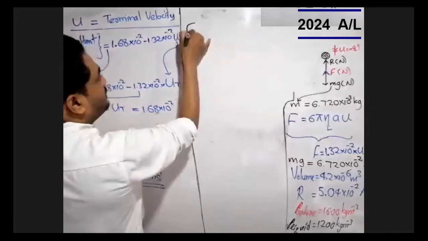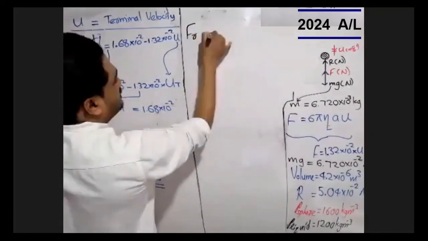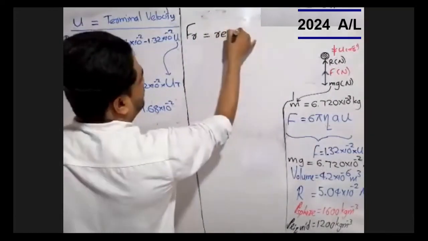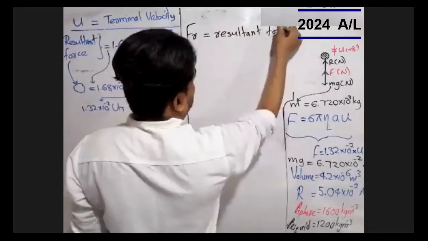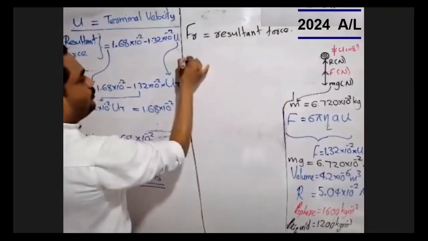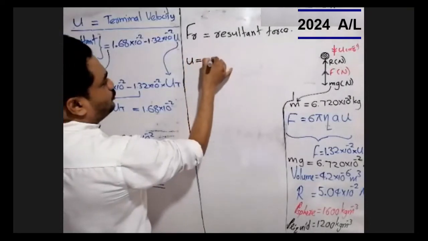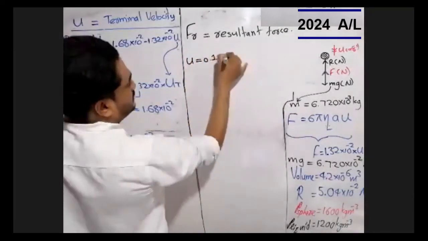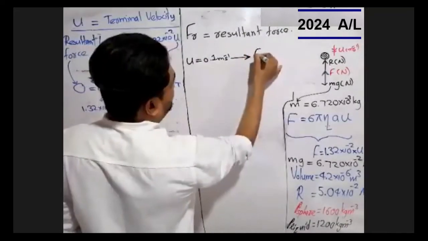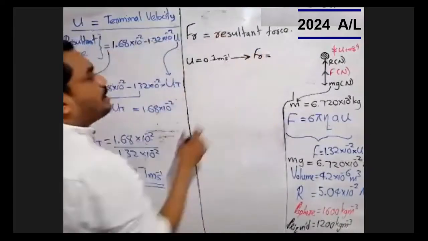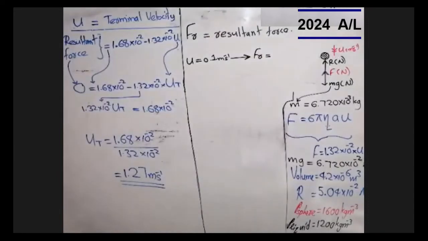Let me use the symbol FR for the resultant force. Right. Now, when the velocity is 0.1 meter per second, what is the resultant force? Somebody please unmute the mic and tell me. We have found this data. Just tell me here.